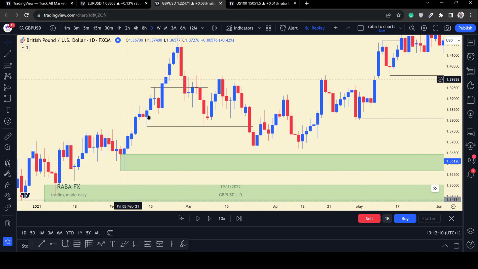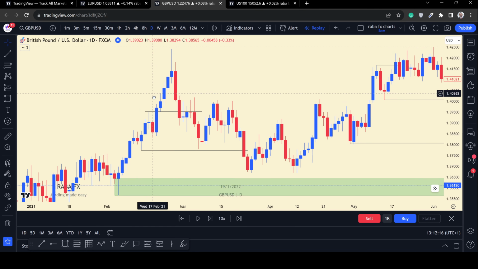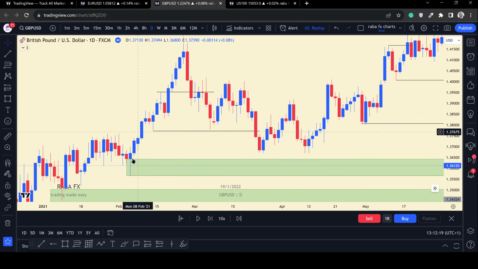Now this OSR is within the internal structure. This market major structure is this low. This is the major structure I. But all of these are internal structure. And we have OSR within the lower structure.